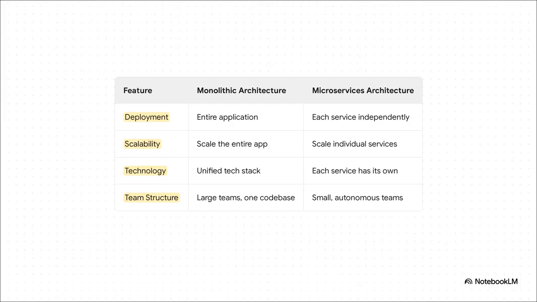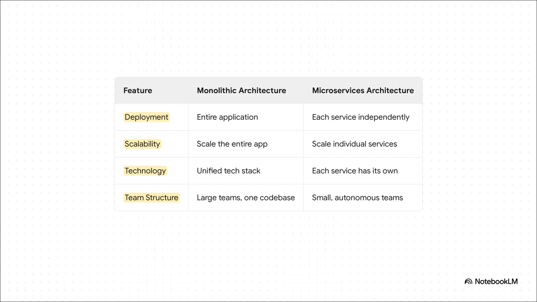This table really nails the key differences. See, with a monolith, everything is locked together. But with microservices, the magic word is independence. Let's say you need to update the payment service. Cool, you just deploy that one service. The user login service is getting slammed with traffic? No problem, just add more resources to that one service.